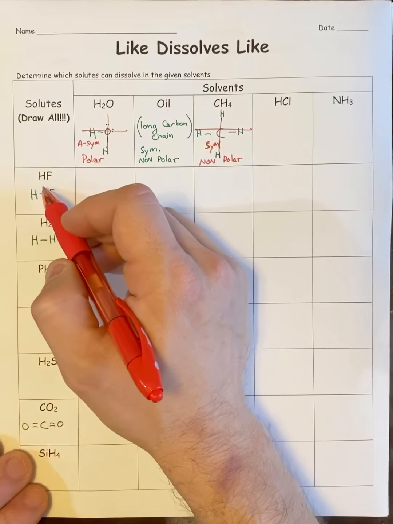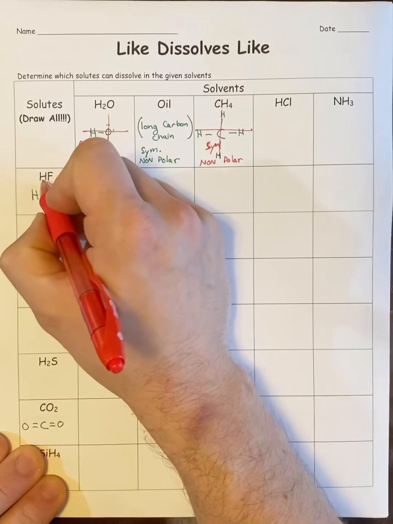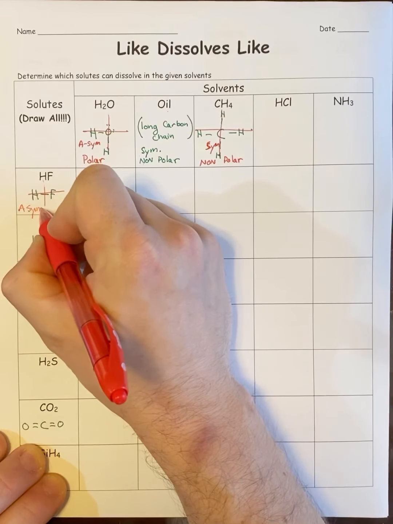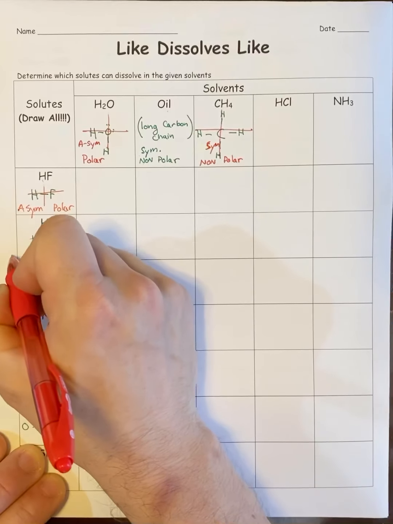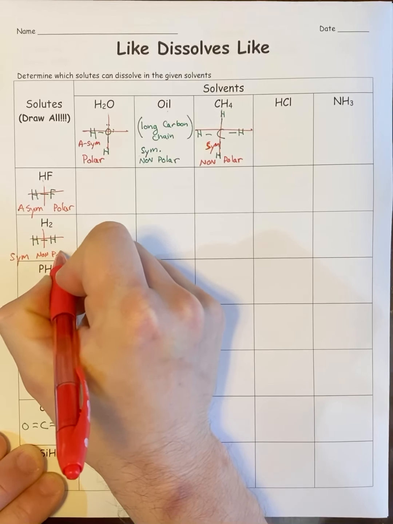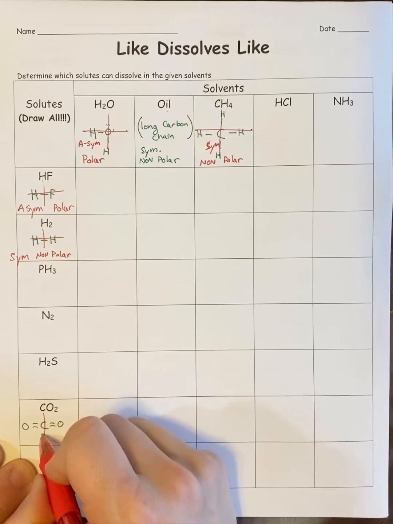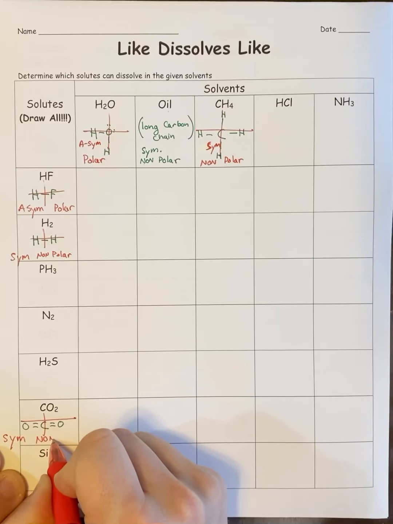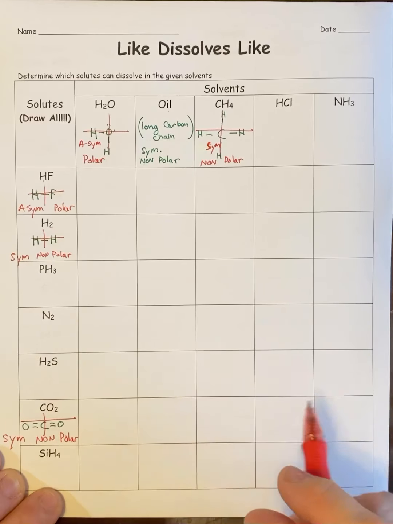So now let's do 3 of them down here. I'm going to do HF, H2, and CO2. HF, clearly asymmetrical, and therefore polar. H2, symmetrical and nonpolar, and CO2, also nonpolar.